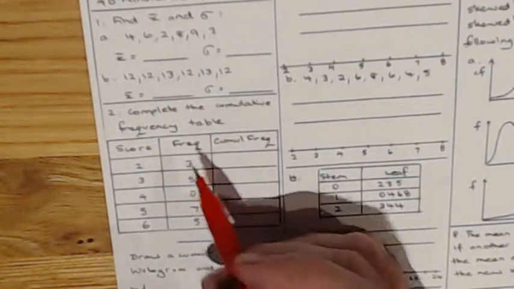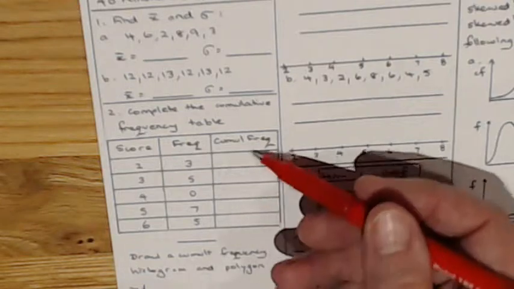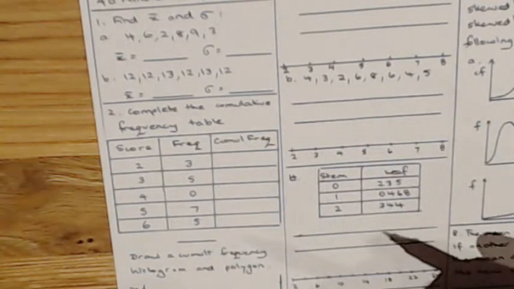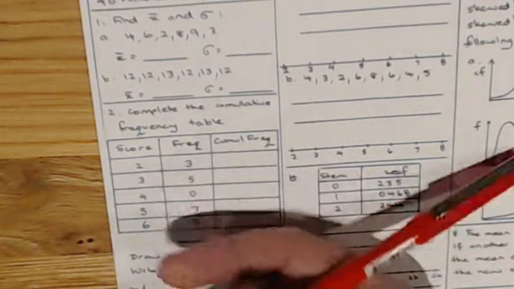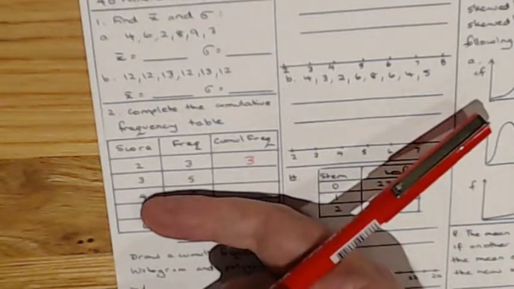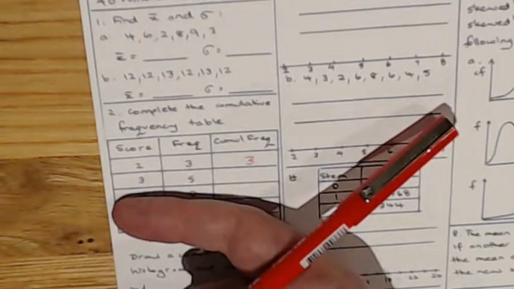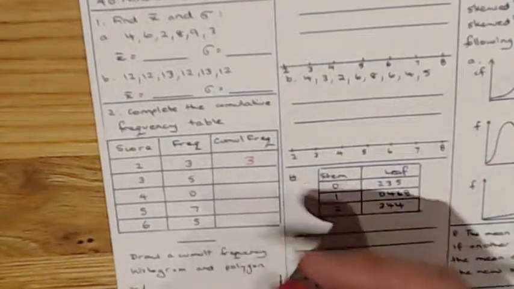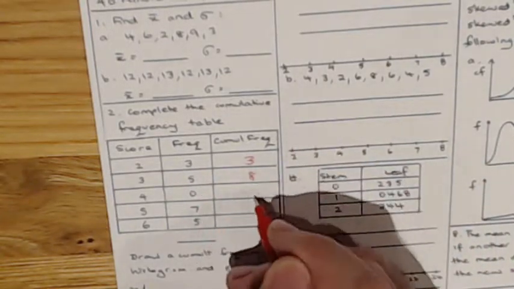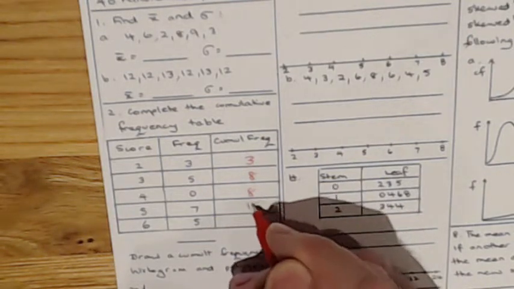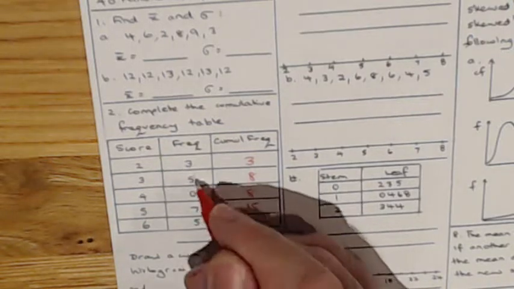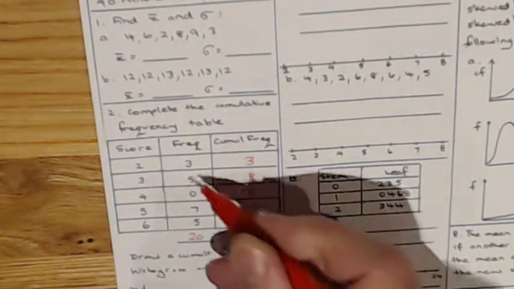In question 2, complete the cumulative frequency table. Remember, the cumulative frequency table is the total so far as we work down the page. So far, up until here, the cumulative frequency total is 3. If you look at the first two, the scores of 2 and 3, we get a total of 8. And remember, this zigzagging approach also works. 8 plus 0 is 8, 8 plus 7 is 15, 15 plus 5 is 20.